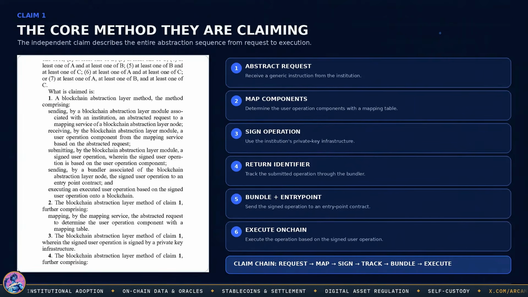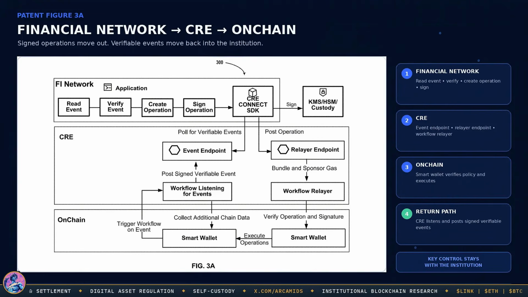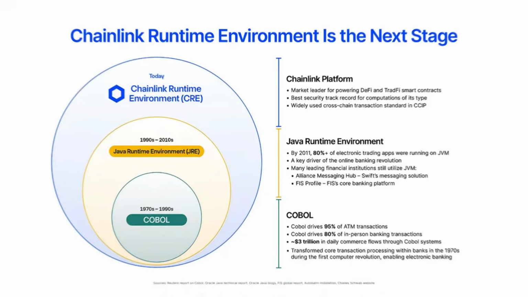That flow is also written directly into Claim 1. Abstract the request, map it, sign it, bundle it, send it through an entry point, and execute it on a blockchain. Figure 3a is where the architecture starts to look like the institutional version of CRE.